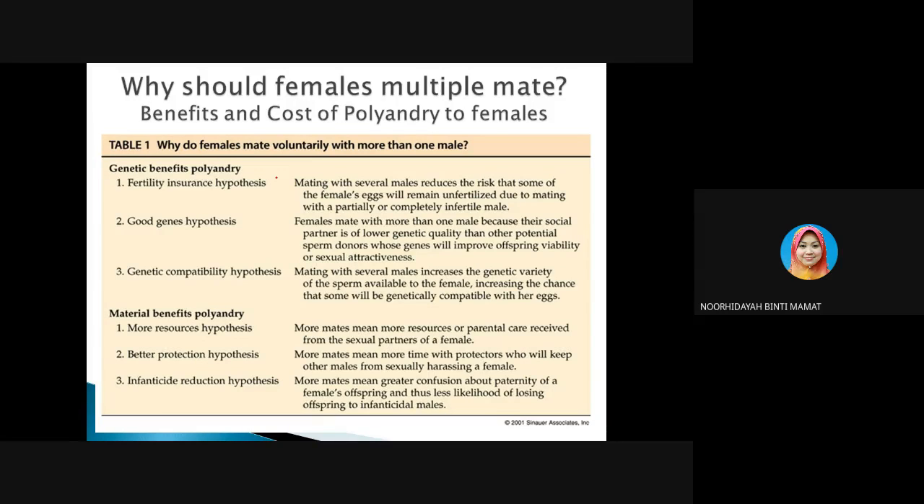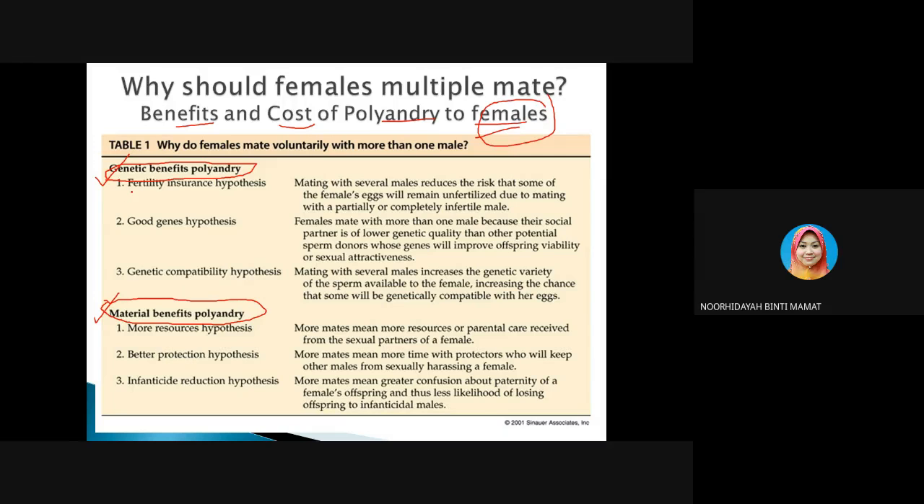Okay, so why should females mate multiple times? We have benefits, and we also have the costs of polyandry to the females. Why should females have multiple mates? The first one is the genetic benefit of polyandry. The females that mate with multiple males will get genetic benefits. And the second one is material benefits from practicing polyandry.